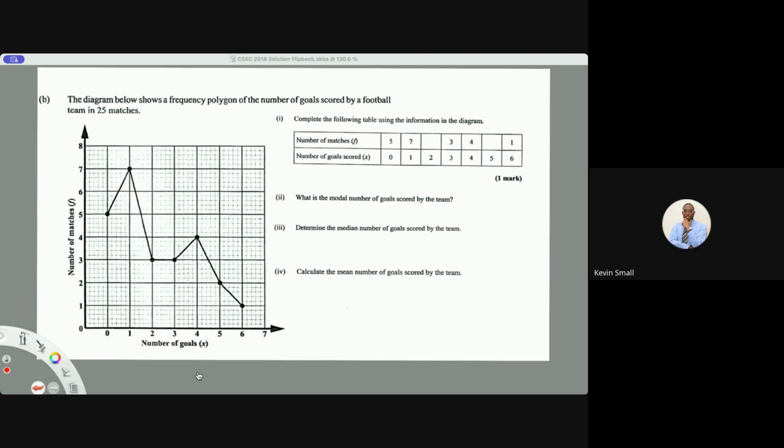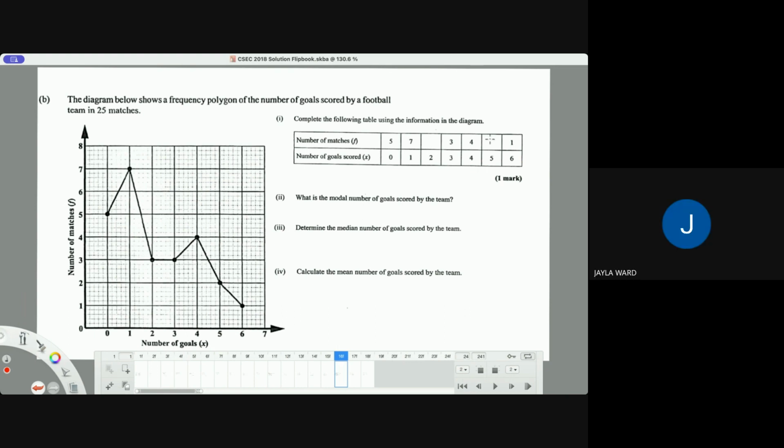All right, so this helped me with the table, Jayla. So let's fill in the table. What numbers are missing here and here on the table? 3 and 2. Say it one more time. 3 and 2. Okay, cool. So again, that was straightforward. 3 here and 2 here. All right, so that's good.